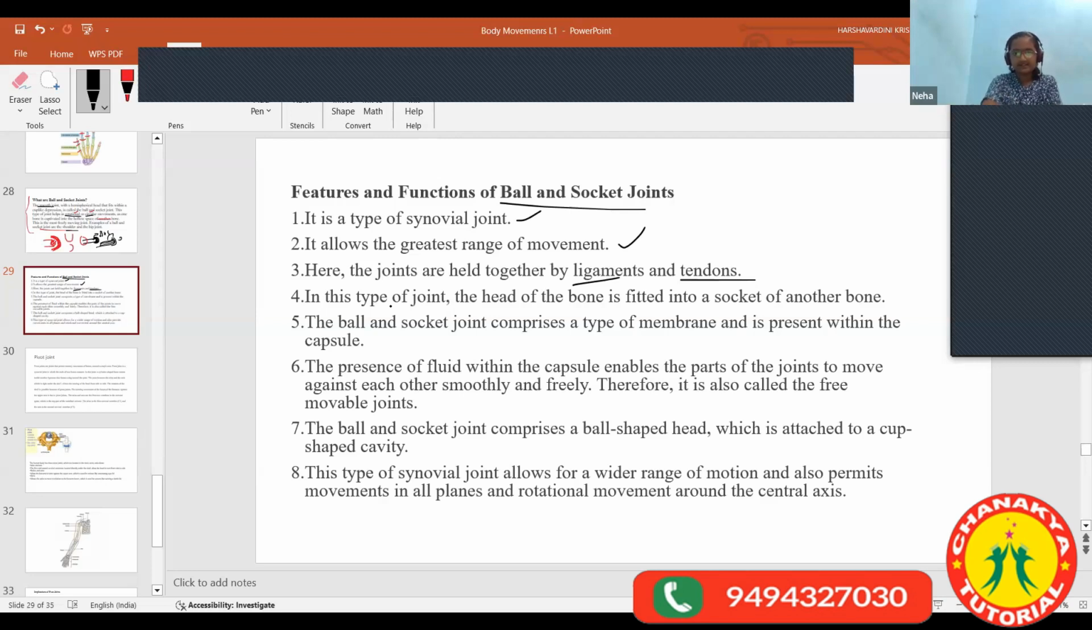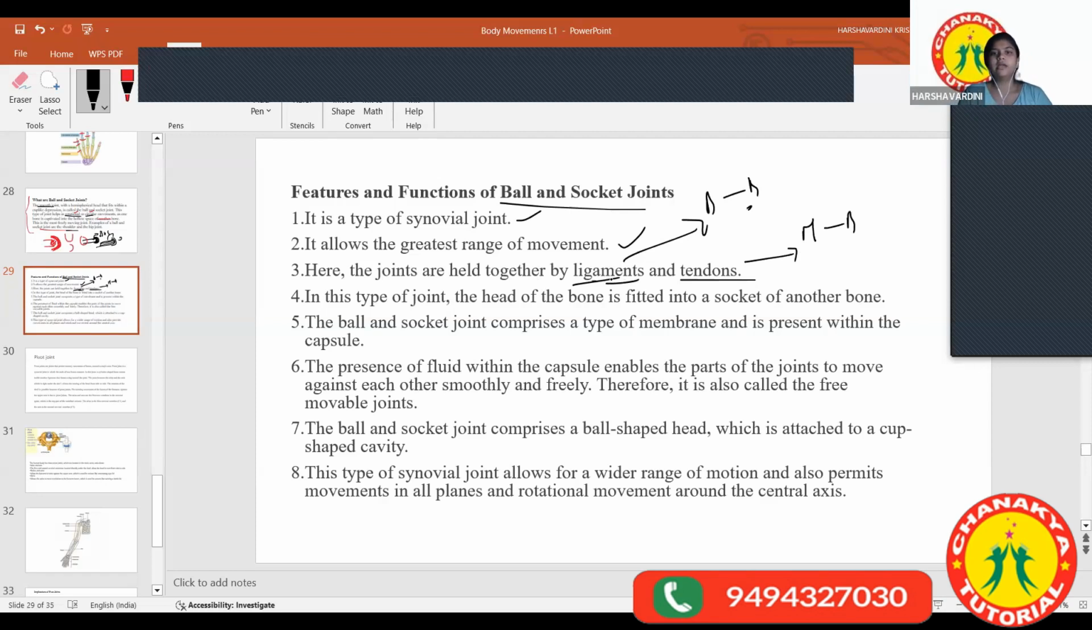Ligaments connect bone to bone. When I say ligaments, they connect bone to bone. When I say tendons, it is muscle to bone. Remember, ligaments means BB, tendons means MB.